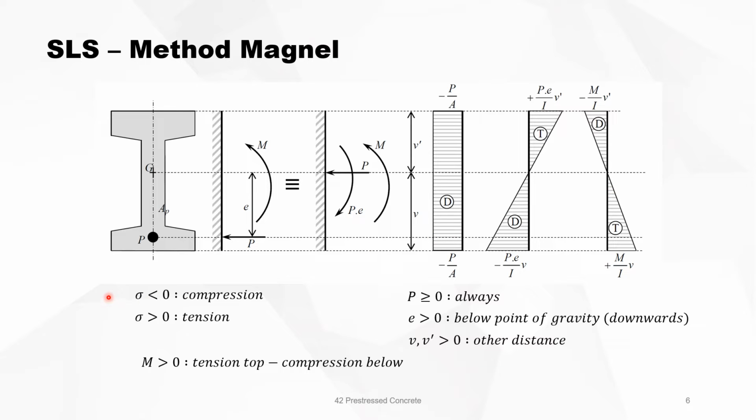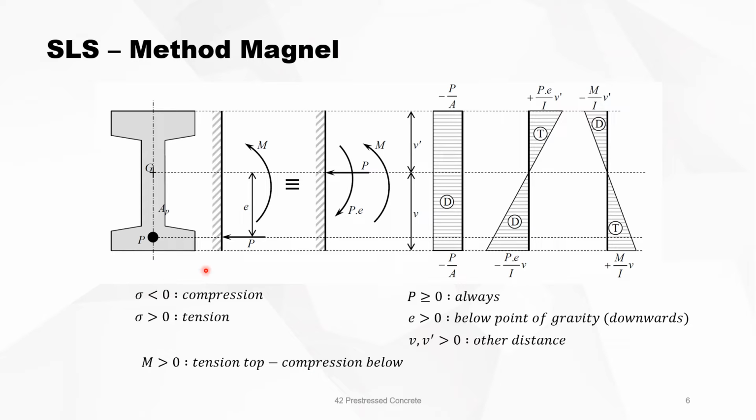We make here assumptions or sign conventions, and when there is compression, we say that the stress is negative, and when the stress is positive, it means that there is tension. P, of course, is always positive. This is an external force.